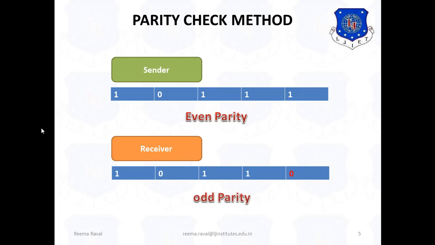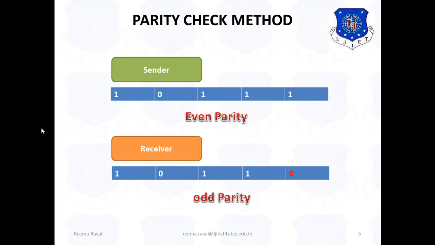Now what will the receiver do? The receiver will check the parity that was sent by the sender. It was even parity and at the receiver side it became odd parity. That means it understands that there is an error in the received data.